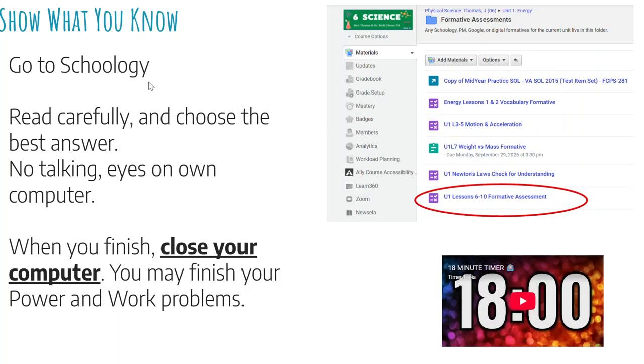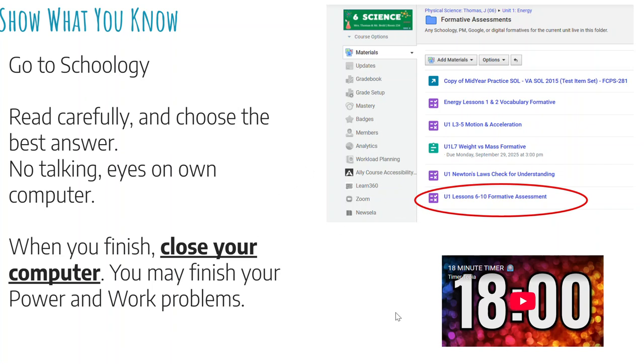And after our Kahoot, everybody will go into Schoology to do this check for understanding. This is lessons 6 through 10. So we're covering a lot of material on motion, work, and power. And so you'll just read each question carefully, do your very best to answer it, and use a calculator. Remember, if you're struggling with a question, you can pause on that and you can skip it. Move on to some other problems that might even remind you of formulas or information you need, and you can go back to your skipped questions at the end.